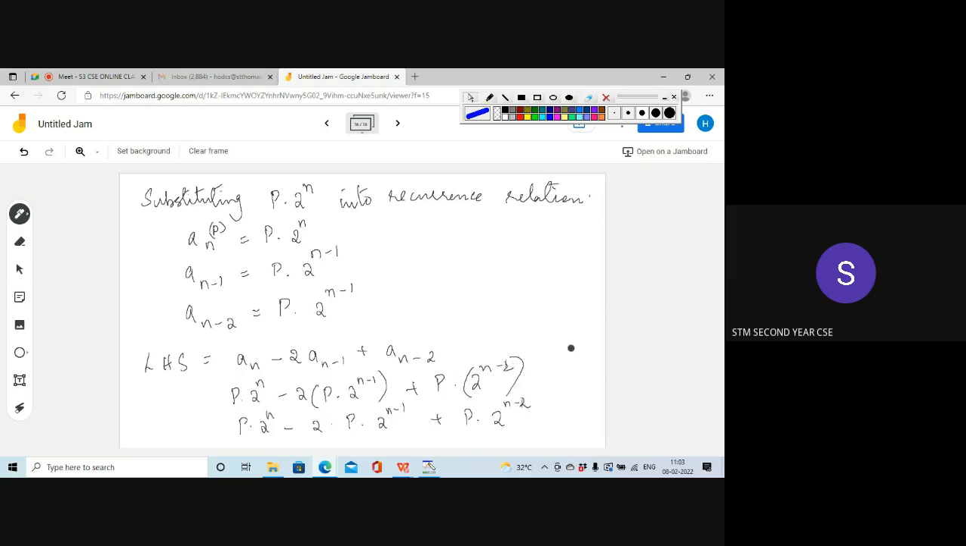Now what you have to do is just 2 raised to n minus 1 and 2 raised to n minus 2, we have to split it and write. What is 2 raised to n minus 1? We can write it as 2 raised to n into 2 raised to minus 1. And this 2 raised to n minus 2, we can write it as 2 raised to n into 2 raised to minus 2. So use this formula, you just split it so that we can solve it easily.